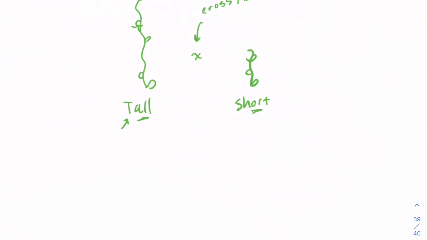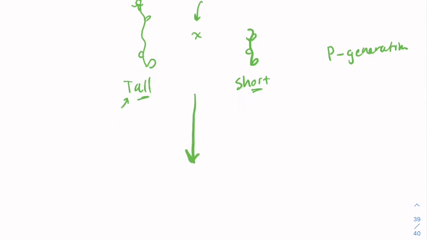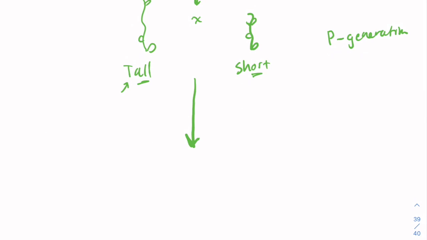All right, so this parental generation here, we call that the P generation. I'm going to draw a line showing their plant babies. They found that all these plant babies were tall.